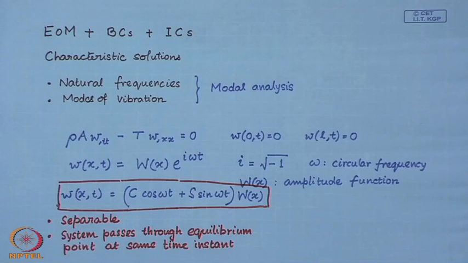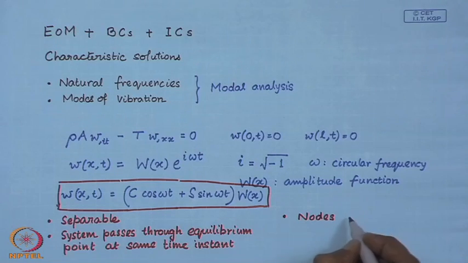Then there can be points at which W x is 0. Such points are called nodes. So, there is a possibility of existence of nodes where W x is 0.